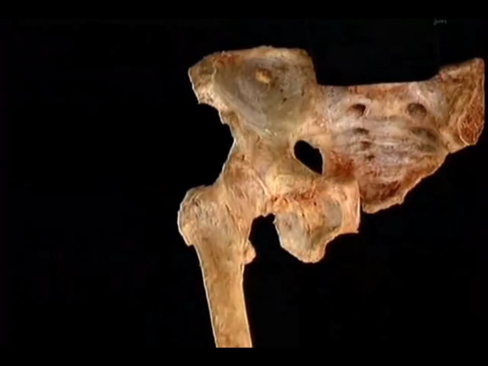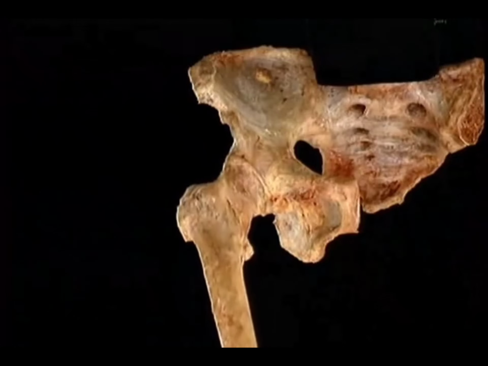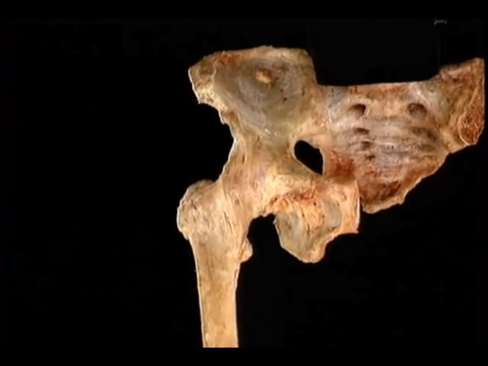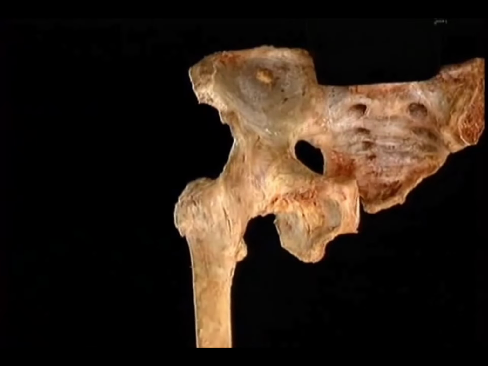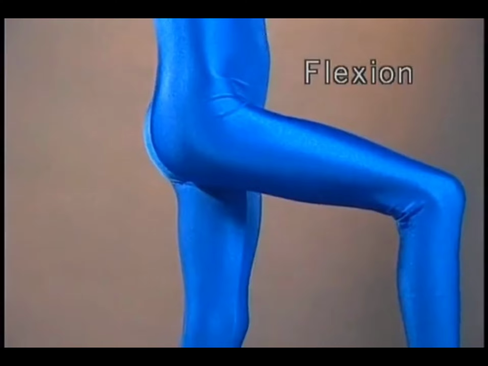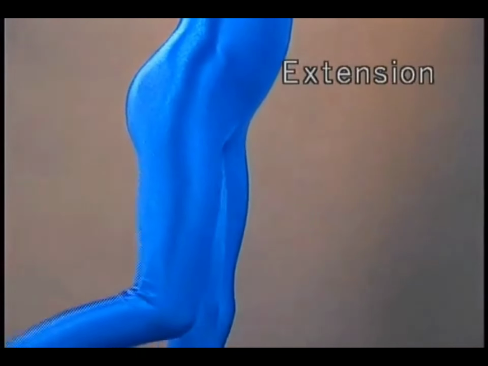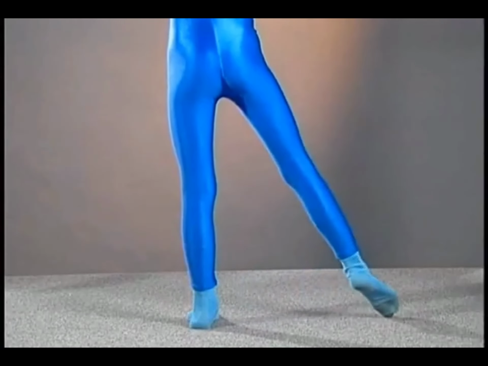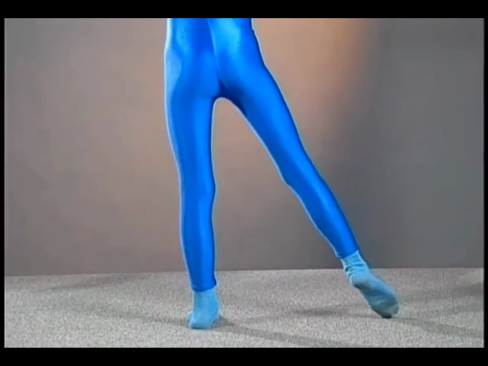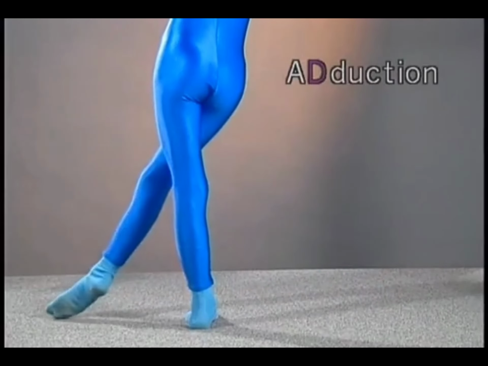Now let's take a look at the various different movements that occur at the hip joint. Movement can occur in three different axes. Forward movement is flexion. Backward movement is extension. Movement out to the side is abduction. Movement toward or across the midline is adduction.